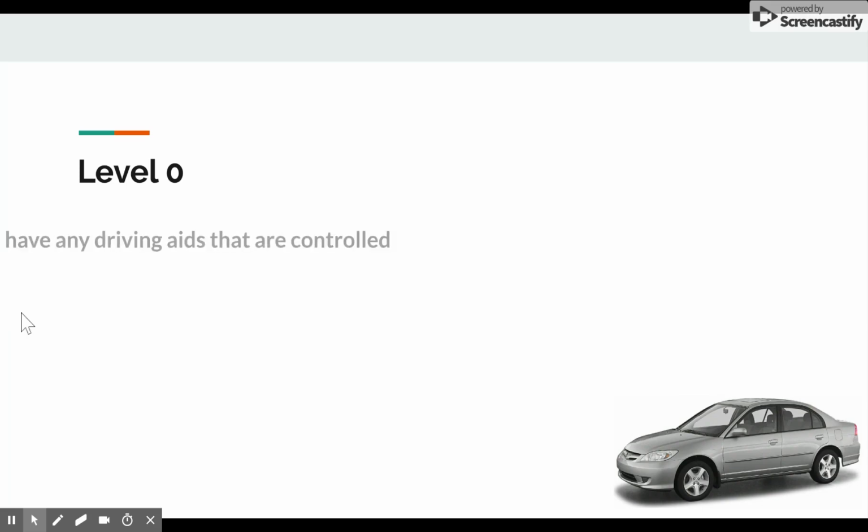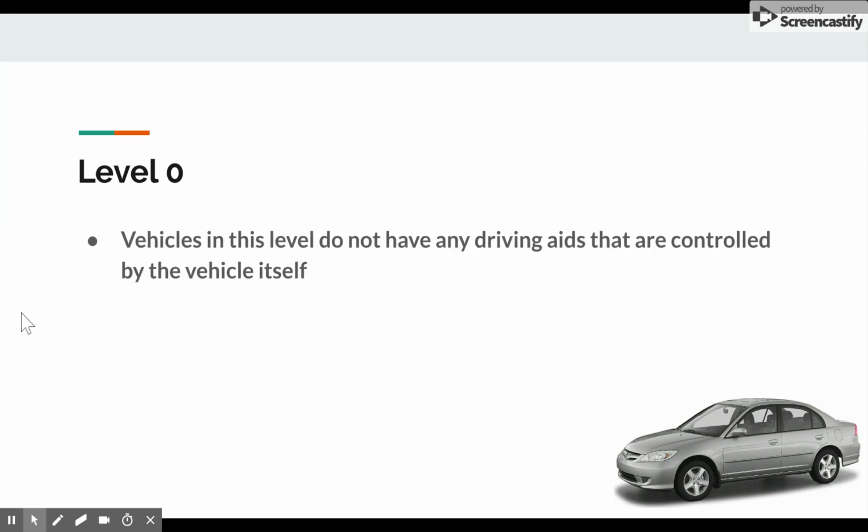Level 0. Vehicles in Level 0 do not have any driving aids that are controlled by the vehicle itself. They still can, however, have driving aids that are 100% controlled by the driver. An example of such an aid is the basic cruise control, wherein once enabled, it causes the vehicle to maintain its current speed until disabled by the driver.